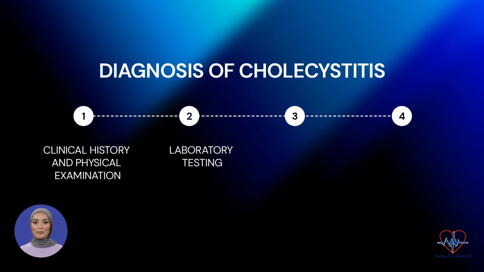These may include liver function tests. LFTs can help assess liver function and identify any liver or bile duct abnormalities. Elevations in liver enzymes, for example alanine transaminase, ALT, aspartate transaminase, AST, alkaline phosphatase, and bilirubin levels may suggest the presence of gallstones or associated complications. Complete blood count.